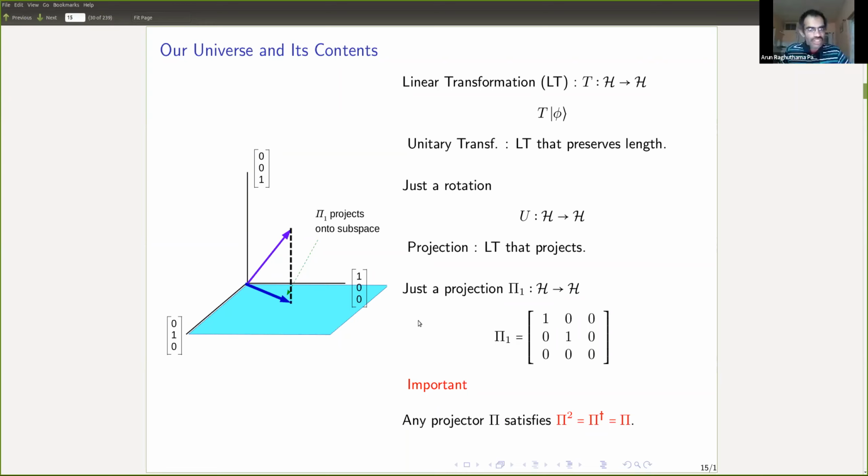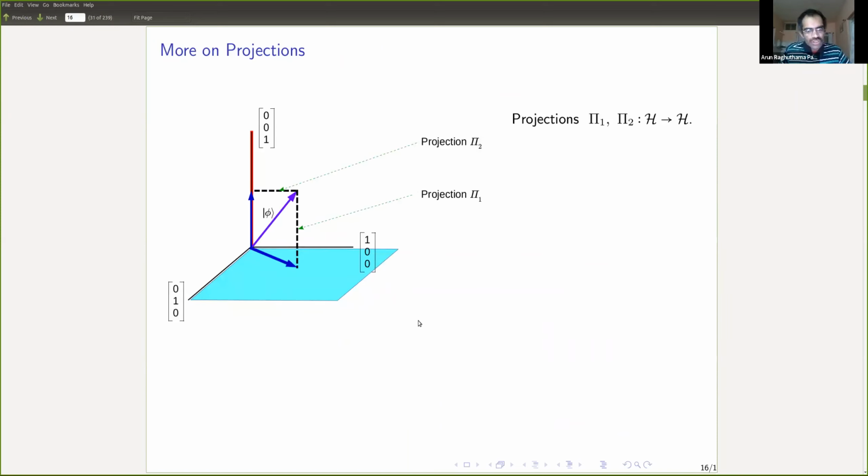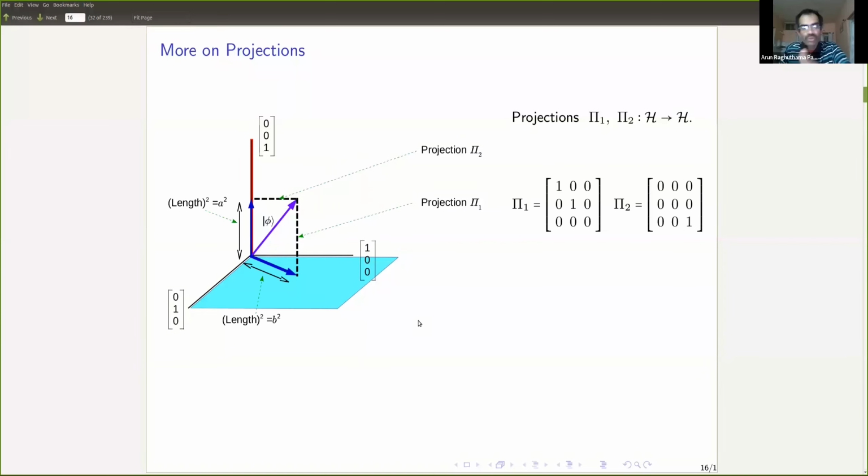Let me make a few observations about projections, which we will use later on. Suppose I take two projections. Projection pi 1 projects on this blue surface at the bottom, and projection pi 2 projects on the vertical axis at the top. So you can write the matrices for pi 1 and pi 2. Pi 1 is essentially this matrix, and pi 2 is the 0, 0, 1 matrix. And you observe that pi 1 plus pi 2 is the identity.